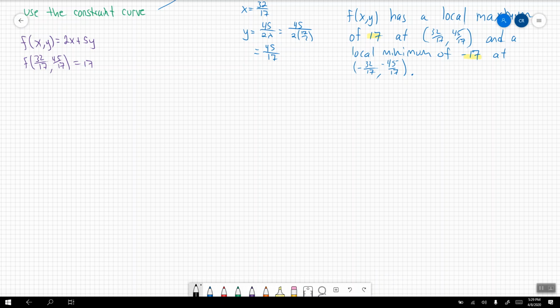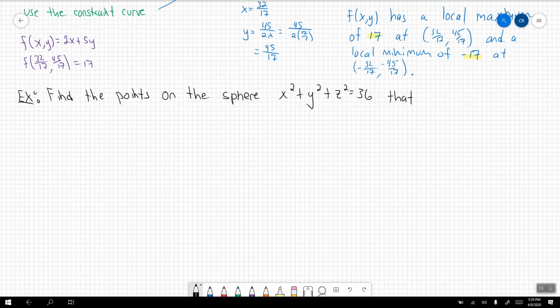All right, here we are. So here goes a question. We want to find the points on the sphere x squared plus y squared plus z squared is equal to 36 that are closest to and farthest from the point (1, 2, 2). All right, so again, we want to figure this out, and we're going to use Lagrange multipliers to help with this process. So let's see if we can start using these Lagrange multipliers.